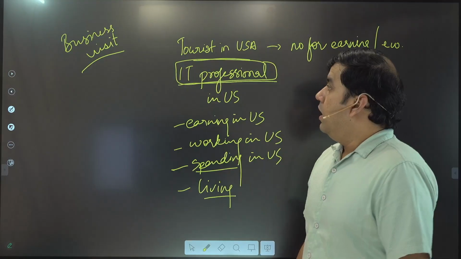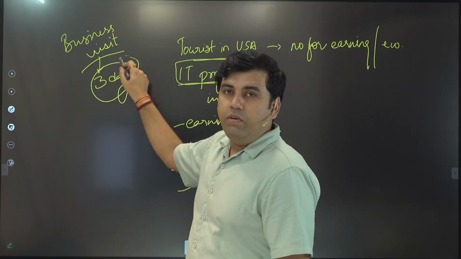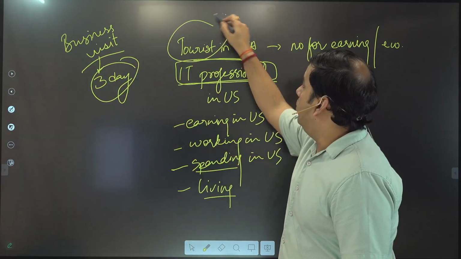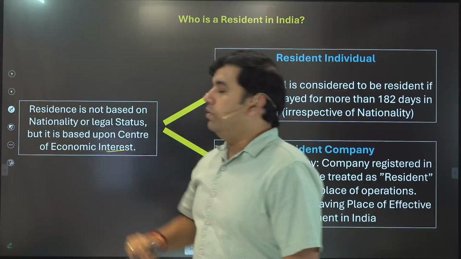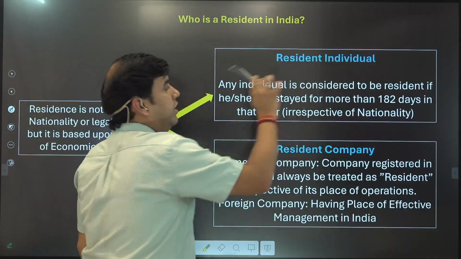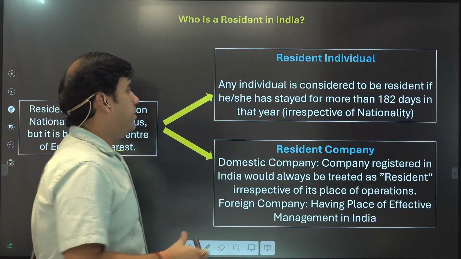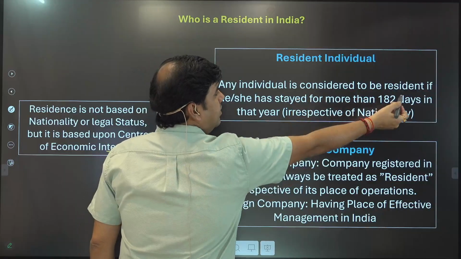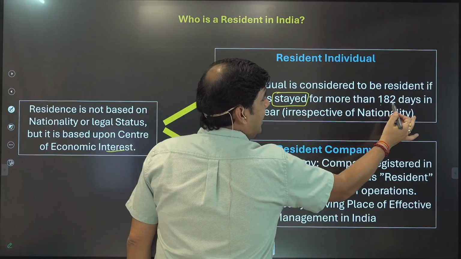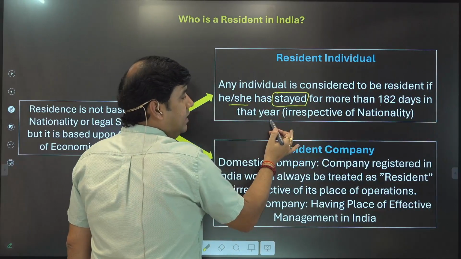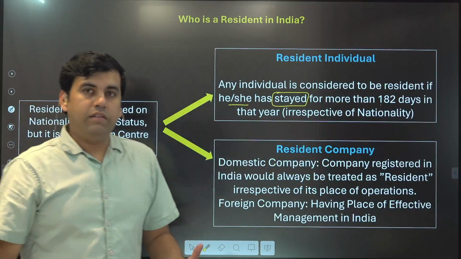Clear? If I go there, I am living there only for 3 days, so I will not be counted. Why? A tourist going only for spending is not being counted. Given this confusion, there are two divisions: resident individuals and resident companies. Any individual is considered to be resident if he or she stayed for more than 182 days in that year, irrespective of nationality. It does not matter whether he belongs to America, US, or whatever the country is.